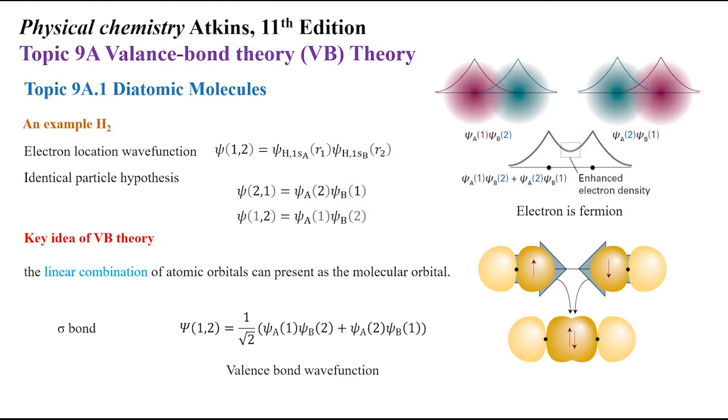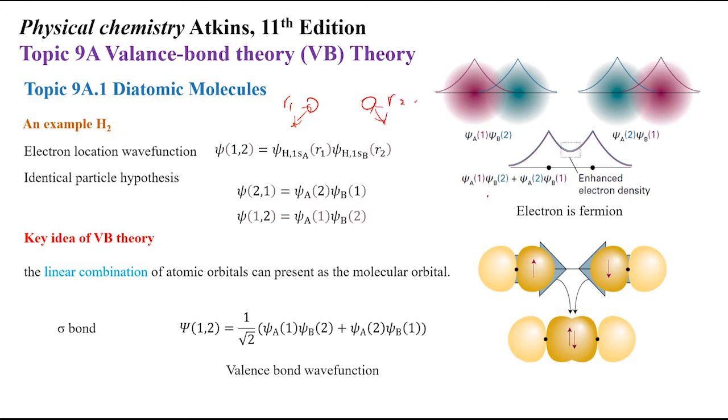As we all know, each electron in an atom can be represented by a wave function, and the wave function can be separated into the location wave function and the spin wave function. We first talk about the location wave function. Here are two hydrogen nuclei and two electrons, and the distance between the first electron and the first hydrogen nucleus is R1 and the other is R2.